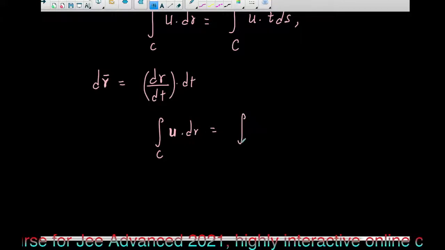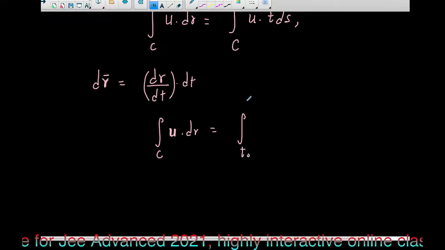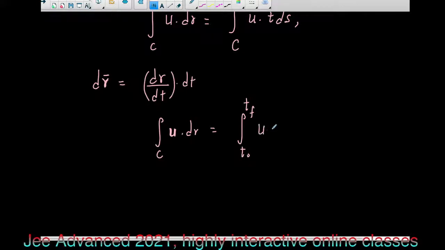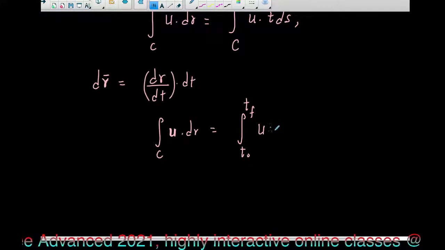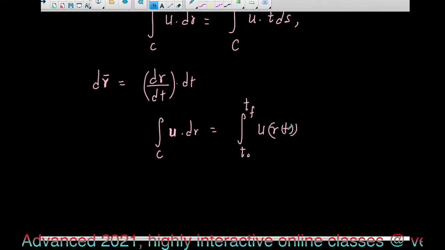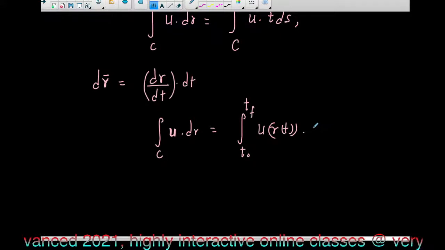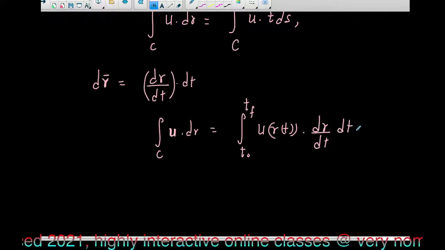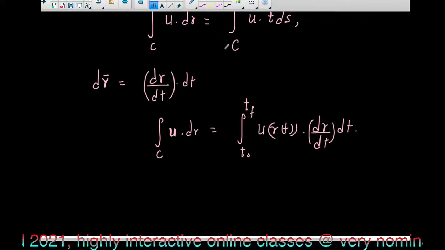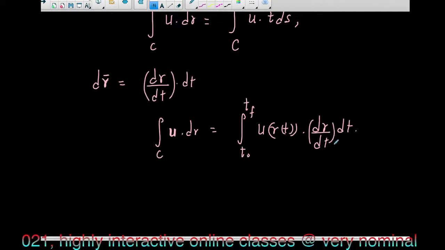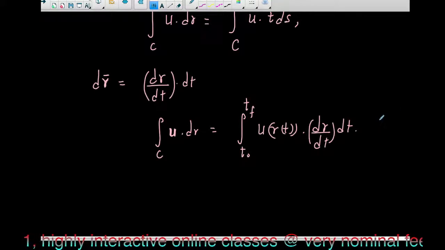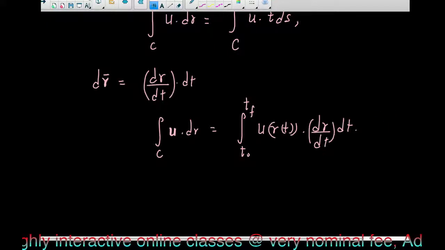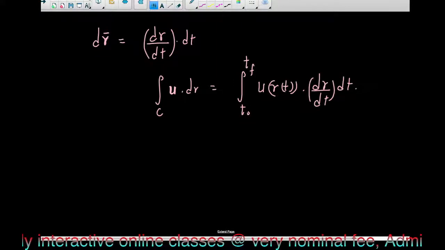So when we integrate from t naught to tf, in parametric format, that is u as a function of r, and r as a function of the parameter t, and this is dot product with dr by dt times dt. So for the dr vector we have used this one. Sometimes the curve is simple enough that dr can be computed directly, and otherwise it's all okay. Let's take an example to understand this in detail.